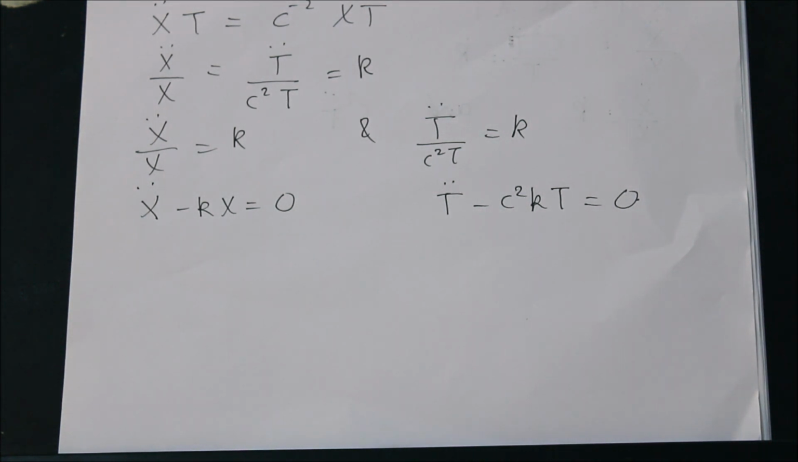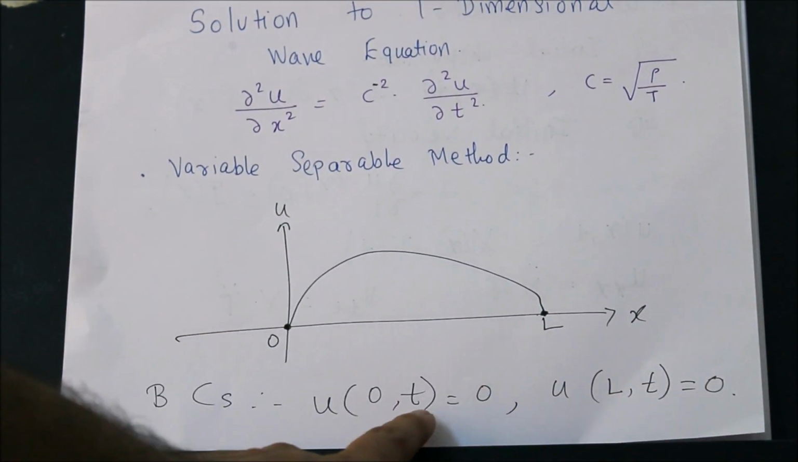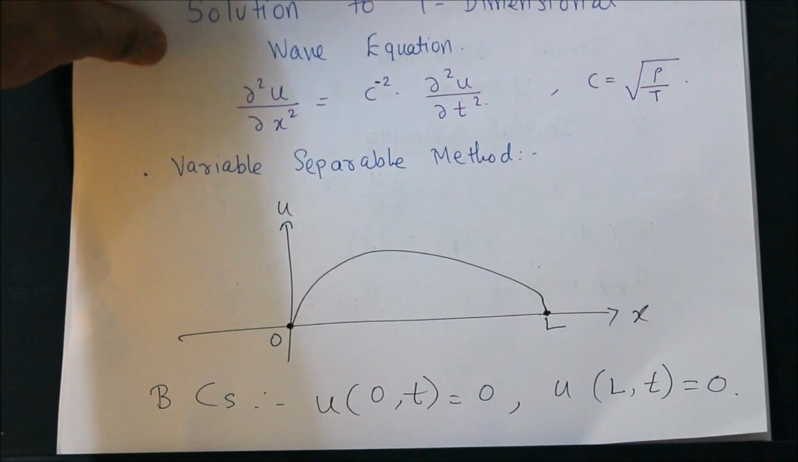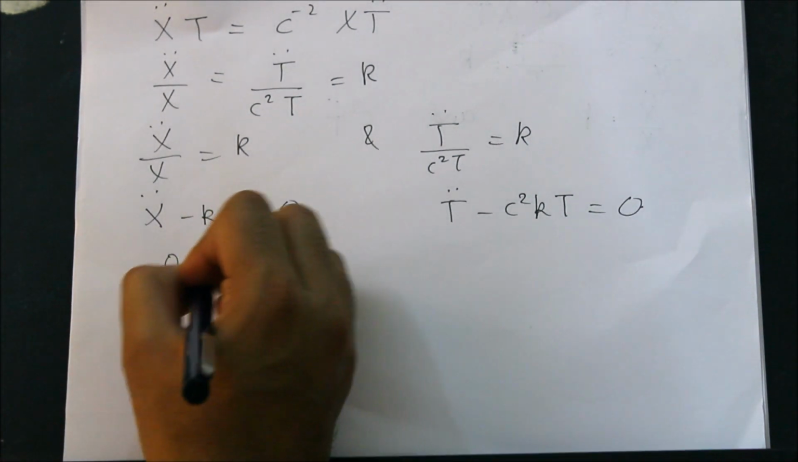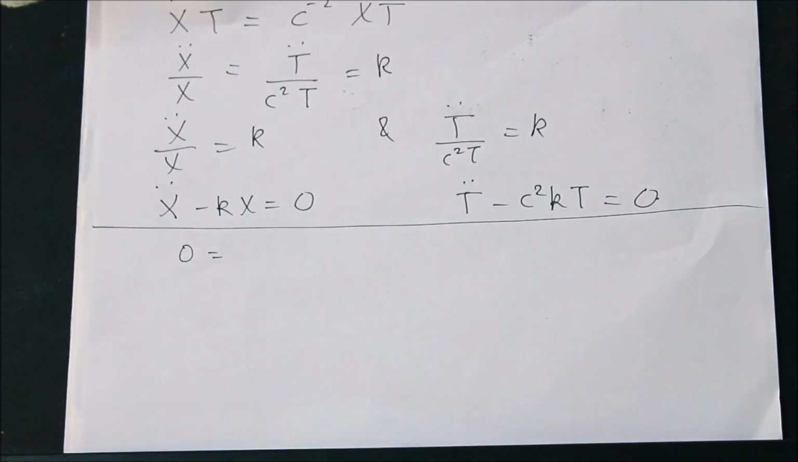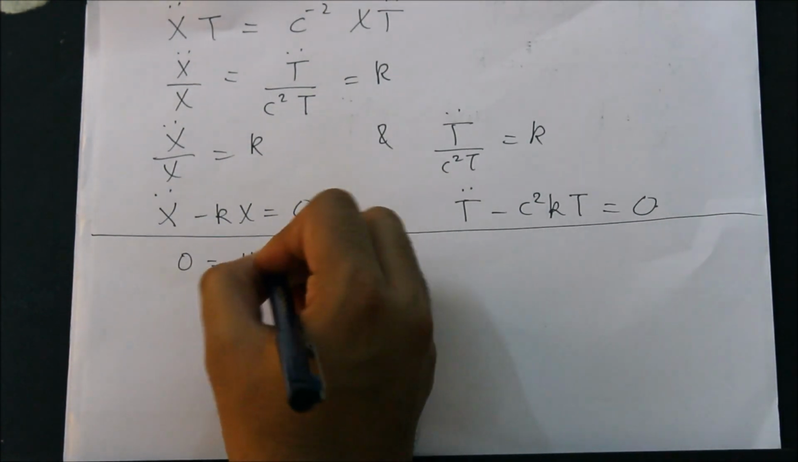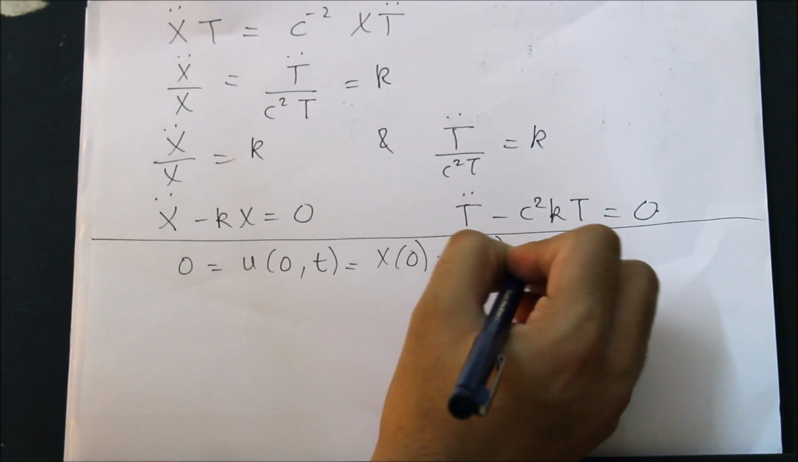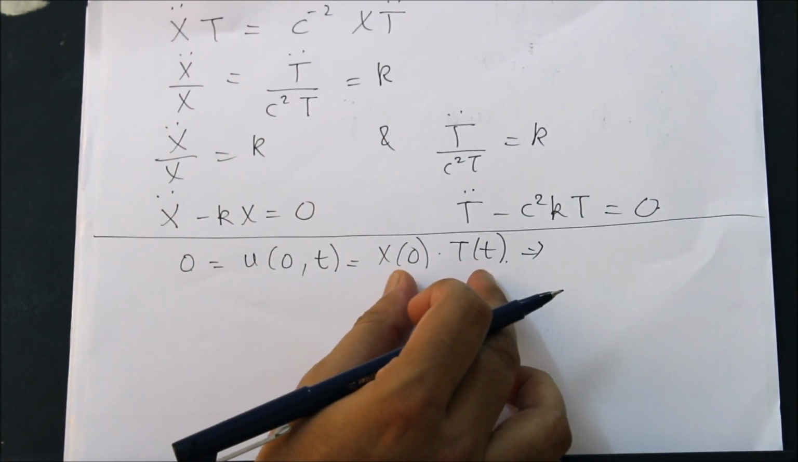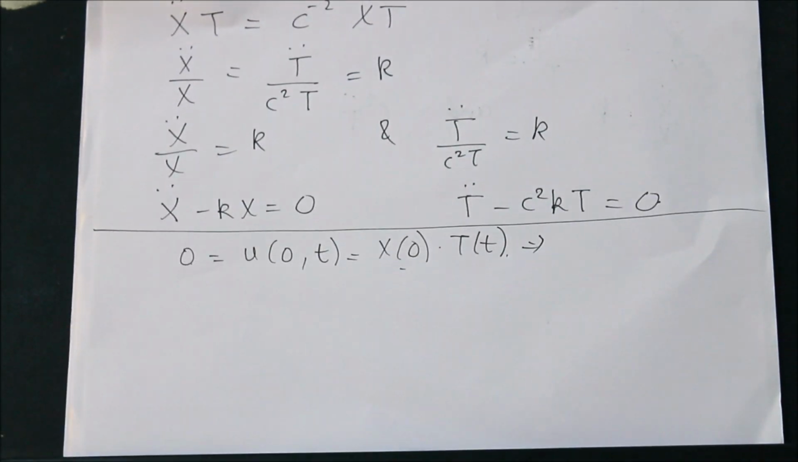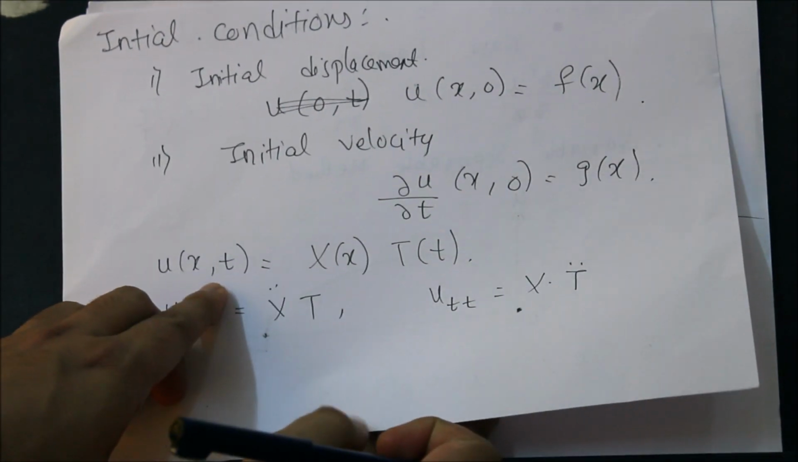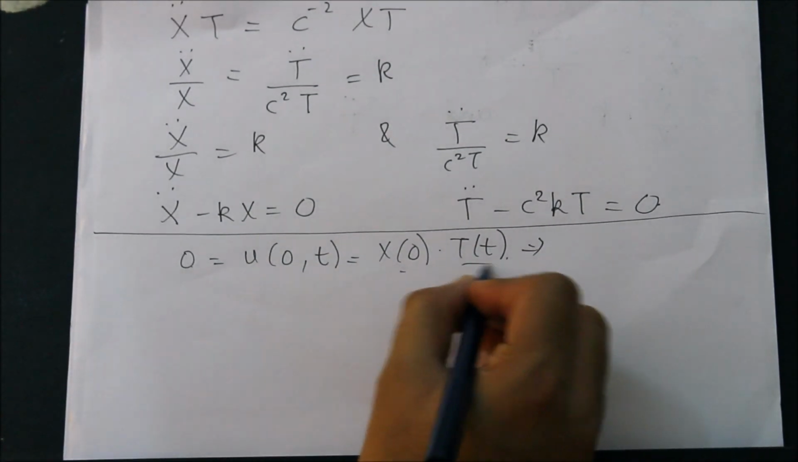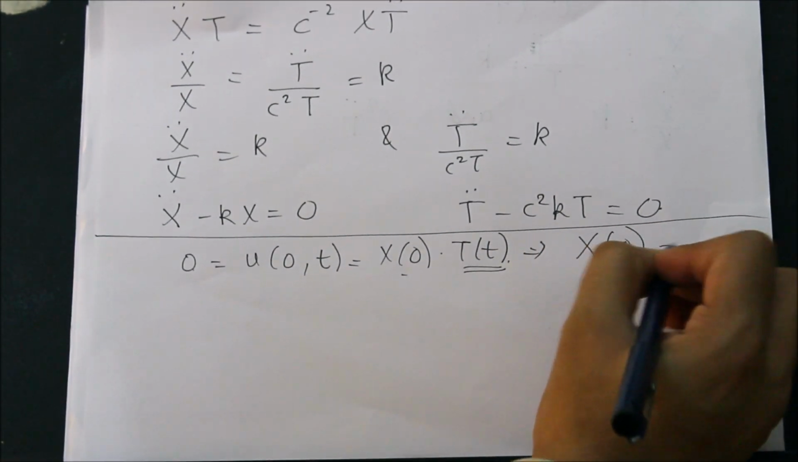Now let's use our boundary conditions. So what were our boundary conditions? My starting and end point don't show any deflection. That means they are at the 0 position at any given time t. So let's use the boundary condition. What is my u of 0 comma t? U of 0 comma t is nothing but x of 0 into t of t. So product is 0 means one of them has to be 0. But if t is 0, that means my u will be 0 and I will get a trivial solution. But I want a non-trivial solution. That means t is non-zero. Therefore I have x of 0 equal to 0.